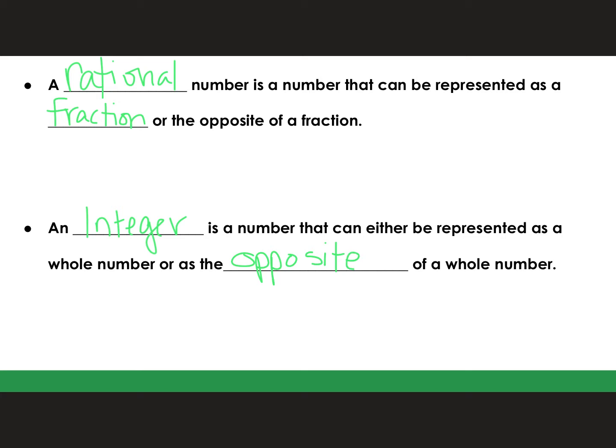So rational numbers, they're fractions. So 1/2 is a rational number. A rational number can also be the opposite. So in other words, it is positive and negative fractions. Integers are actually positive and negative whole numbers. So an integer is a number that can be representative of a whole number. So let's say 10, and the opposite of a whole number, which would be -10.